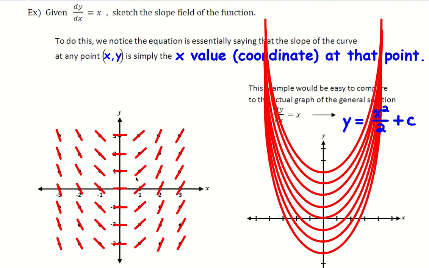Because these are just like all the slopes at different spots for different solutions.